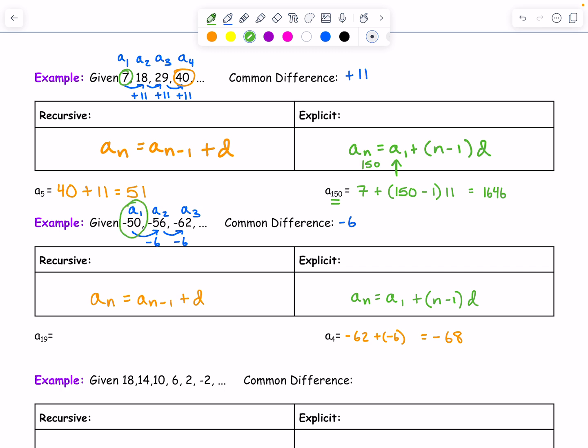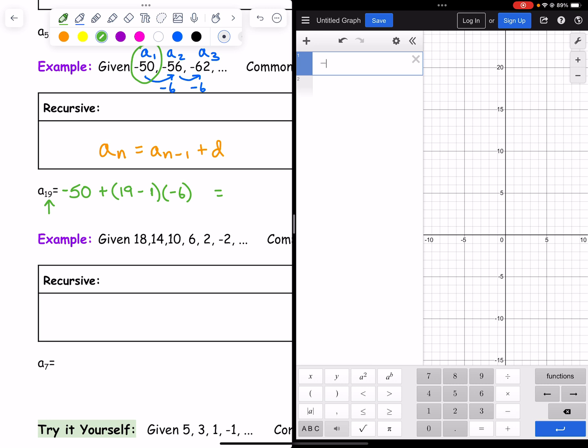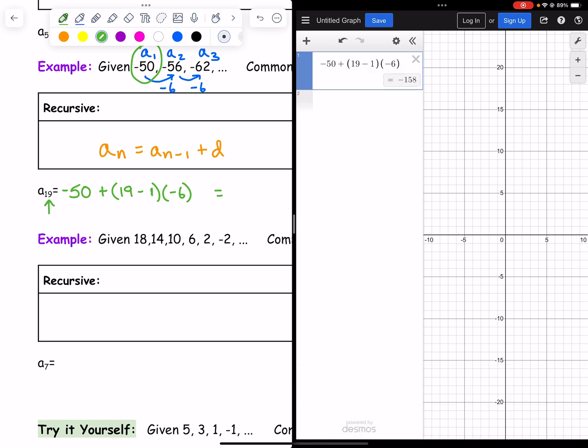So a sub 1 we know is equal to negative 50. We can add n minus 1. So remember, n is the number of the term you're looking for. So that's just the 19 minus 1 times the common difference of negative 6. And then we can just pull up our handy calculator and type that right in. So let's say negative 50 plus 19 minus 1 times a common difference of negative 6. And we get negative 158.